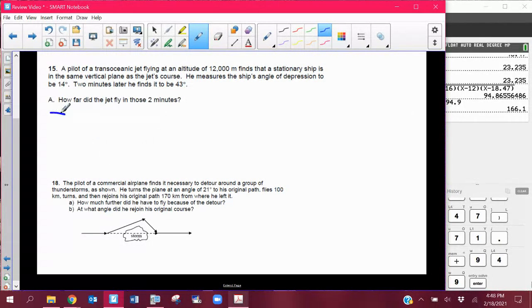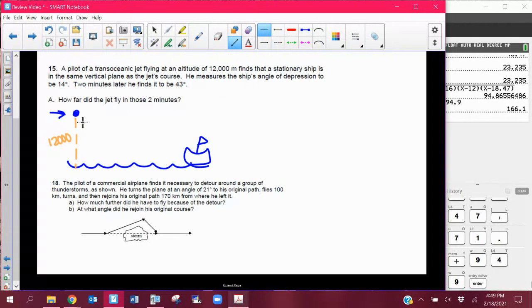So we have a plane flying. I'm not even going to try to draw a plane. So this is where he started. And here's an ocean, and here's a boat. Okay, well, yeah, that's a stationary ship. Okay, so I know that as this plane is flying, and I'm again going to have him go from left to right because that's normal for me, we know that he's flying at a steady altitude of 12,000 meters. And he knows that the angle of depression at this first point is going to be 14 degrees.